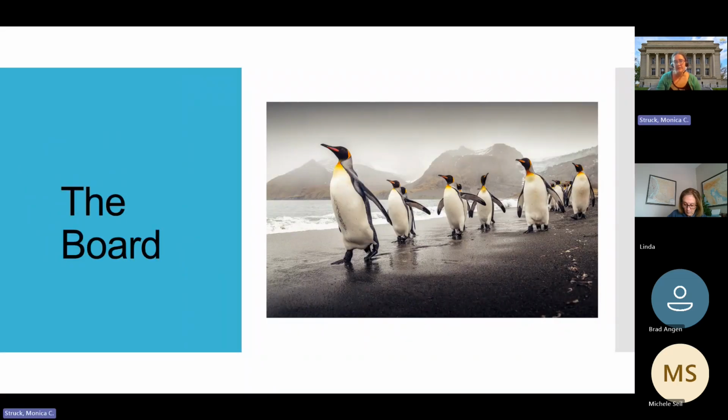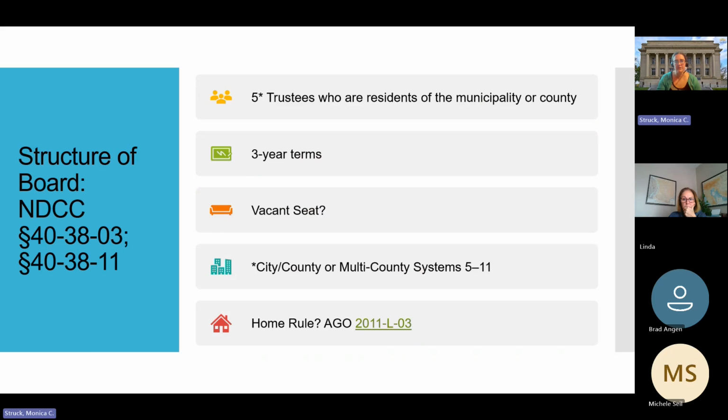So in the first session, we touched on the duties of the board as outlined in Century Code. Today, we are going to rewind a little bit in Century Code, and we're going to be talking about 40-38-03, and we're going to touch on 40-38-11 as well.